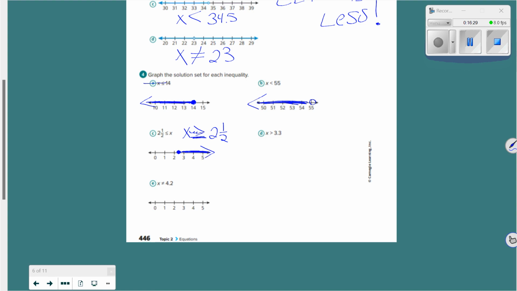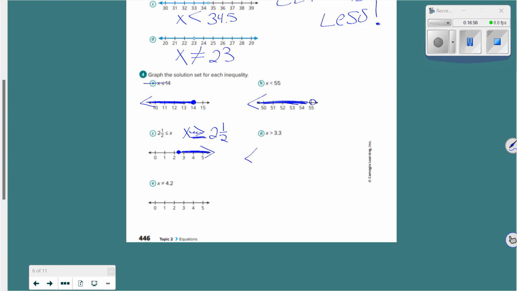Then it's not right. Yes, he has a good point. Unless you rewrite it where the variable is first, the sign is going to point you in the wrong direction. You're going to shade the wrong direction. So rewriting it with the variable first helps you read it more clearly. Does that make sense? Okay.